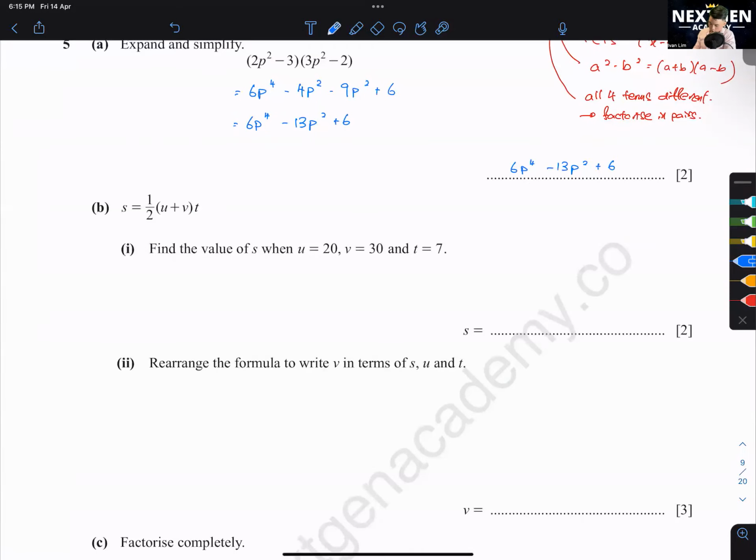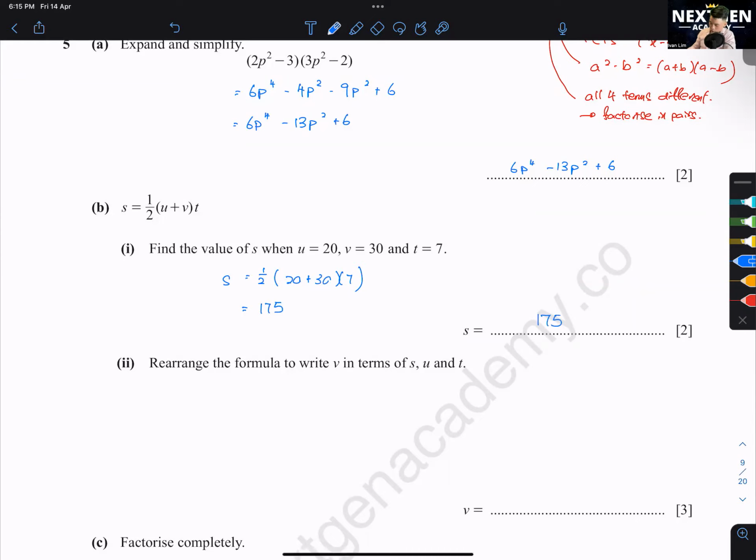Okay, this one, find the value of S, u is 20, v is 30, t is 7. So just sub it in. So S equals 1 over 2, 20 plus 30, times 7. Just type in the calculator, you get 175.